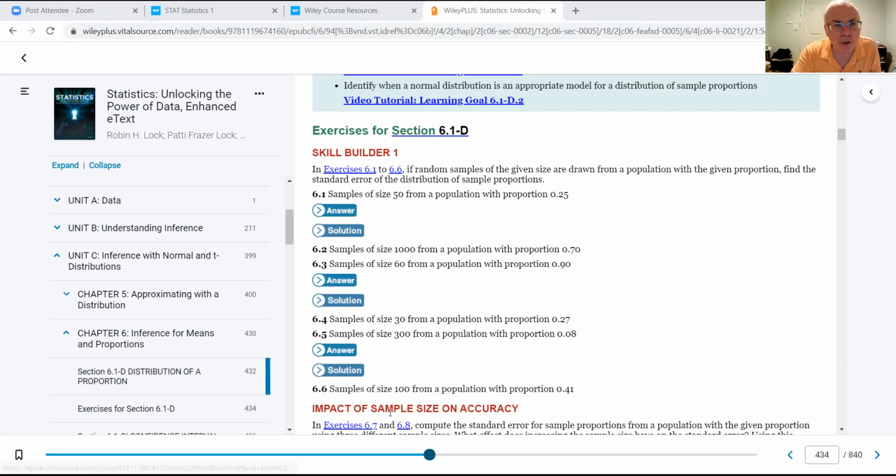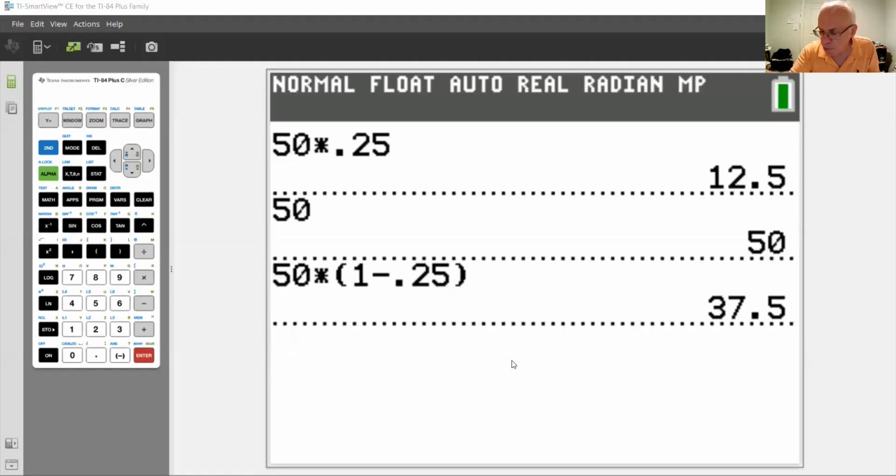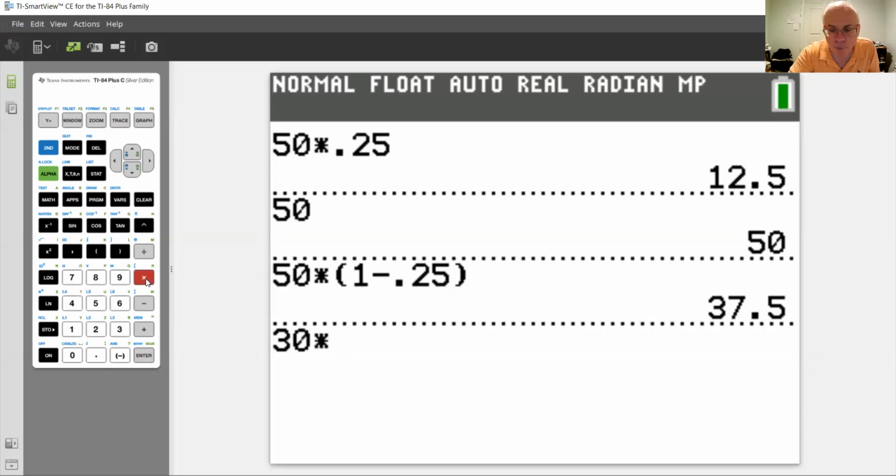All right. So let's go to our calculator. I'm going to the calculator, and it reminds me I have to share the screen. All right, so n is 30. And then the proportion is 0.27.